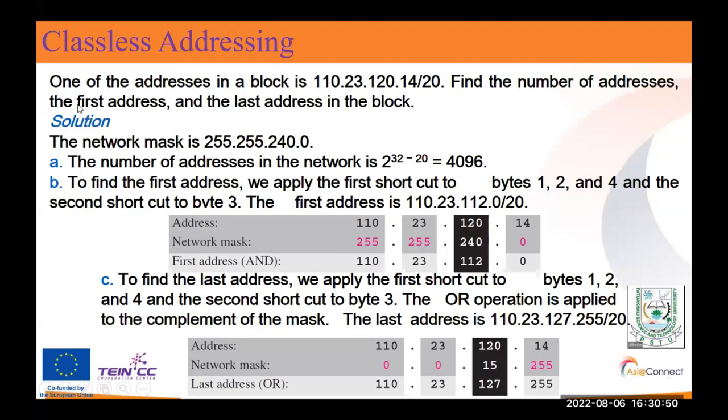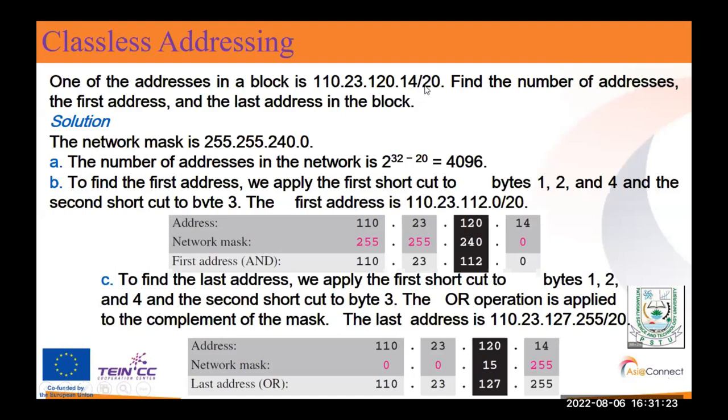So this is the example: one of the addresses in the block is 110.23.120.14/20. Here n equal to 20. You need to find the number of addresses in this block, the first address in this block, and the last address in this block. This is just one address from a block that the ISP provider has given you. So how many addresses are in this block, and what will be the first and the last address? How can you calculate?